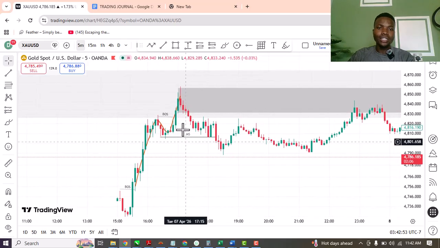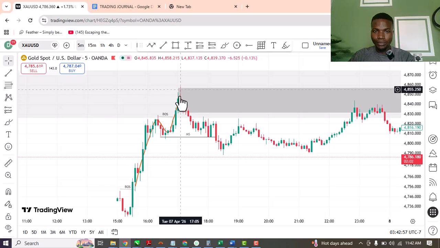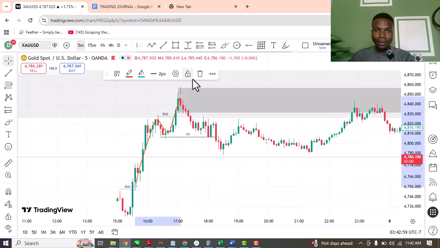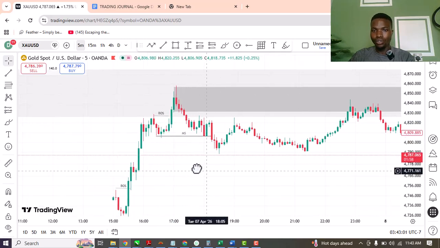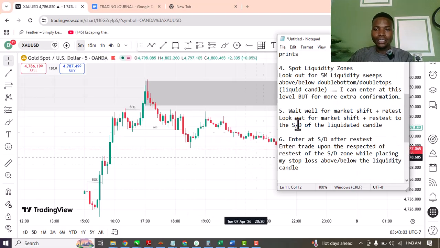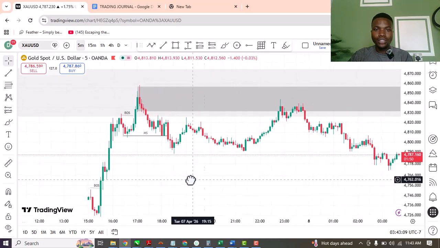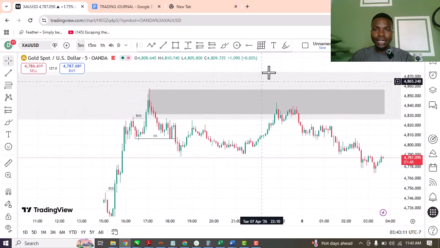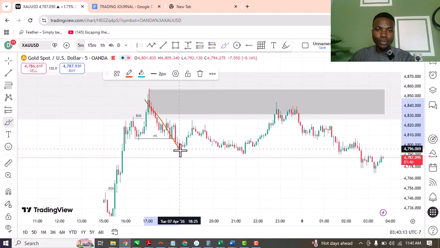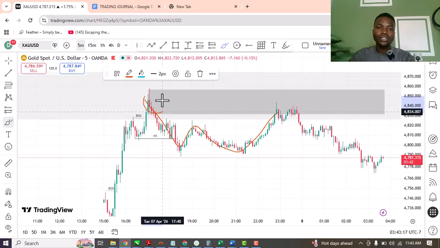So in this case, the candle that actually formed last, which is this red candle. Okay, so that is my liquidated candle. I want to wait for a retest to the supply zone. I have marked out this candle already. Can you see now that immediately price dropped, price found its way back to this supply zone.